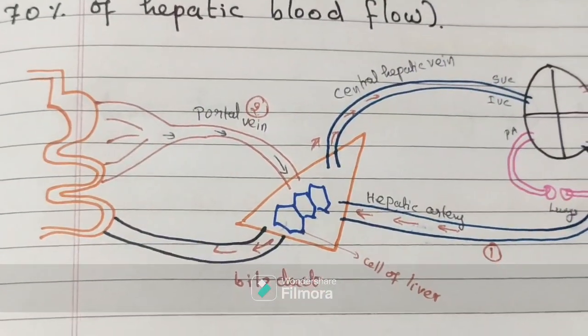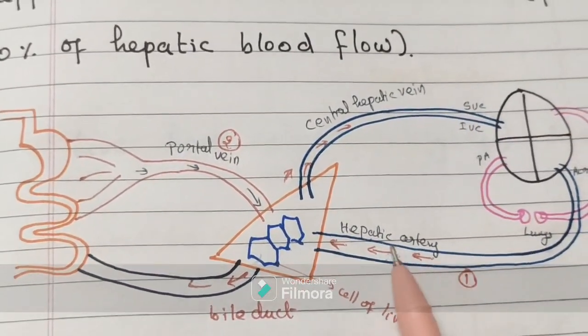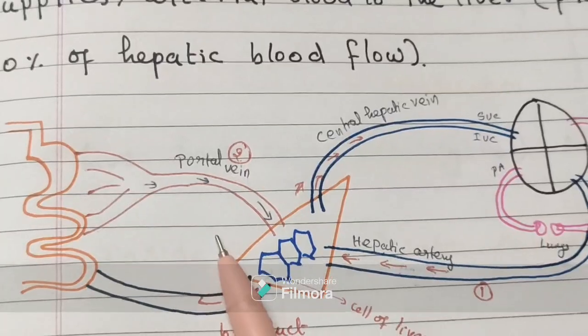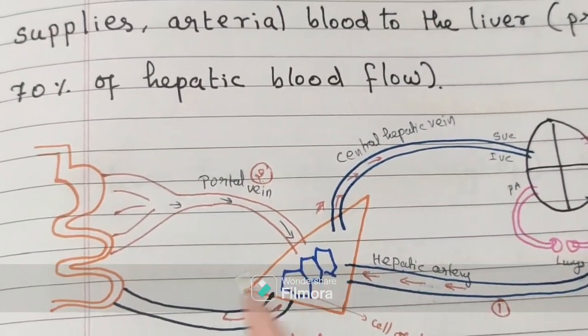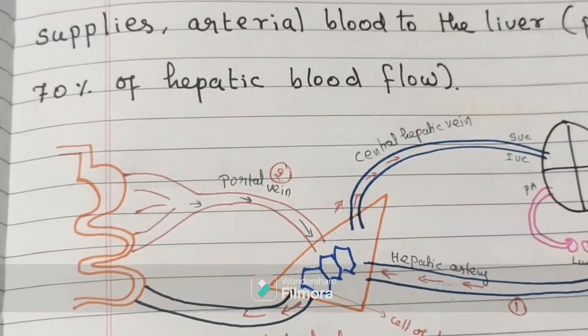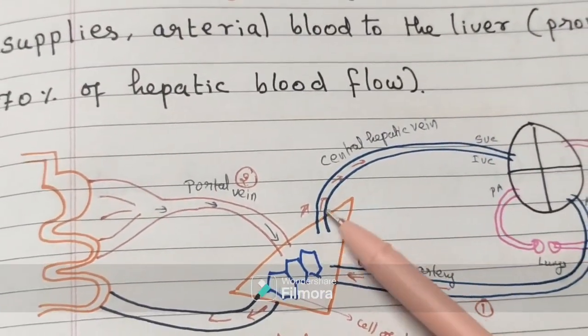Now see the 4 arrows. Two things are coming in, the hepatic artery and the portal vein. The hepatic artery carries pure blood, and the portal vein carries impure blood. And two things are leaving, the central or hepatic vein.